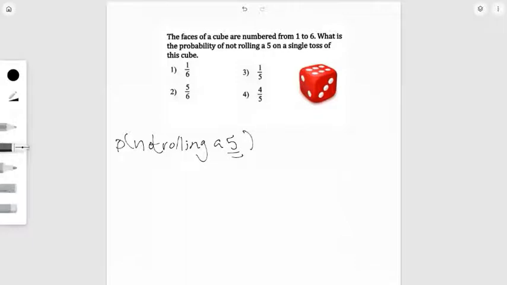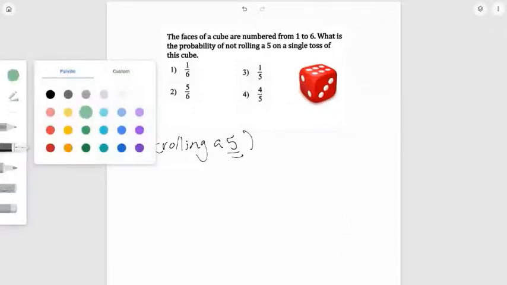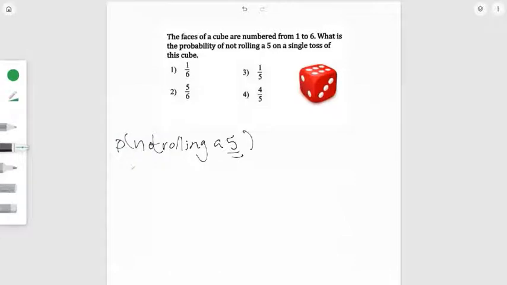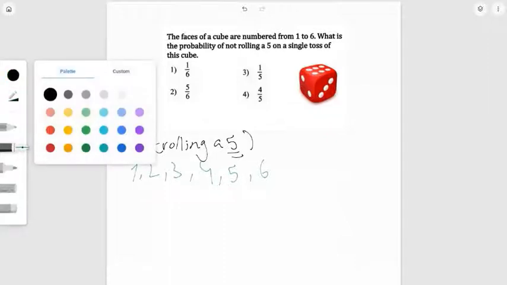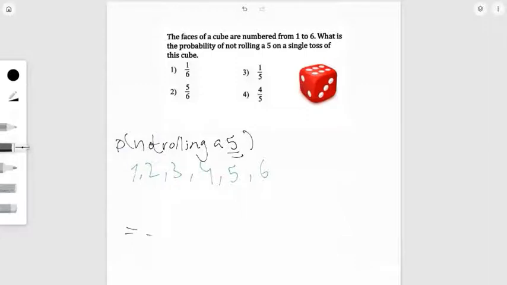When a single die is thrown, there are 6 possible outcomes. We have 1, 2, 3, 4, 5, and 6. Number of ways it can happen is 5. So the total number of outcomes is 6.